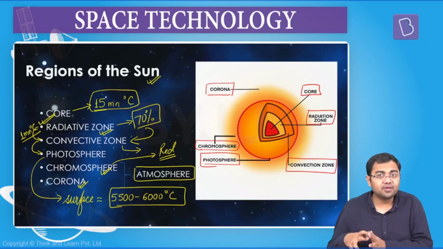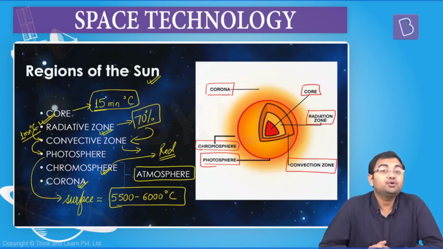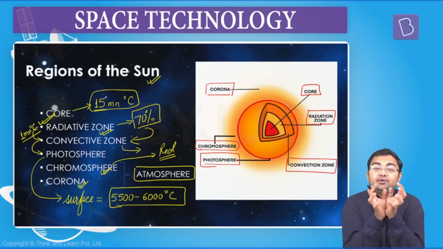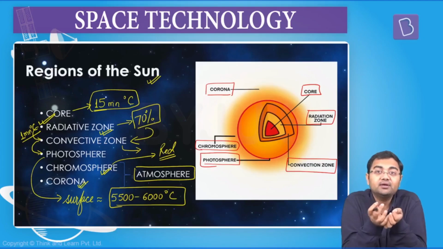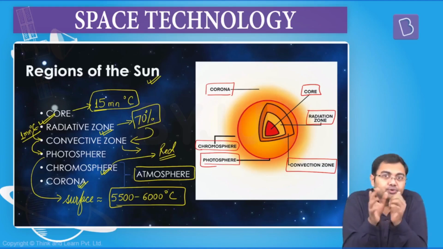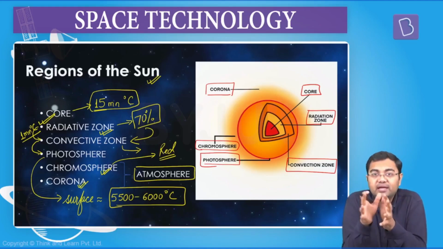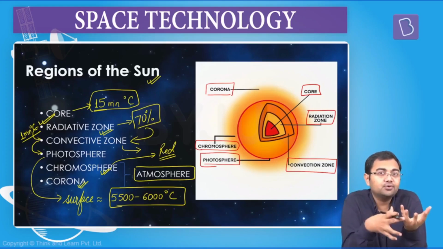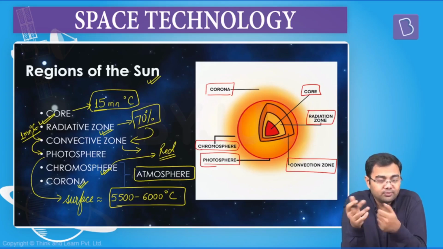So normally this chromosphere will not be visible. But whenever you have solar eclipses, the ring-like structure that you see for the sun, that is basically the chromosphere and the corona. So chromosphere is only visible at the time of solar eclipse. Otherwise, because of the brightness of photosphere, the chromosphere is not visible.